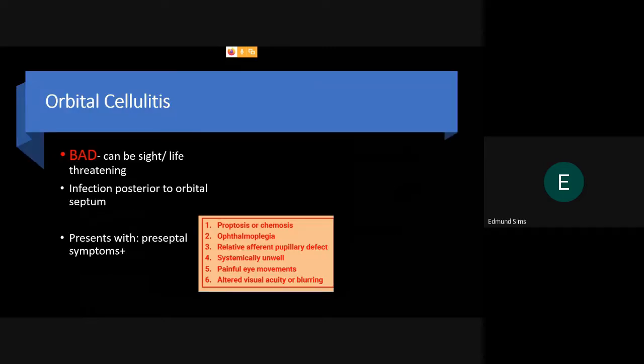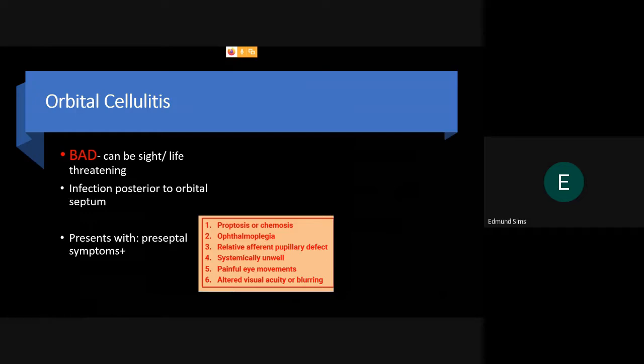So orbital cellulitis, this is bad. It can be sight-threatening and it can be life-threatening, so don't miss this. Again, pediatric population, they're the group that tend to get this most commonly, and it's infection posterior to the orbital septum. So you get the same sort of presentation, your preseptal symptoms of erythema and swelling, but you also have some red flag signs. So proptosis, the eye protruding forward, chemosis, swollen conjunctiva, ophthalmoplegia, relative afferent pupillary defect. These kids will be systemically unwell, might have painful eye movement, altered visual acuity, or blurring.